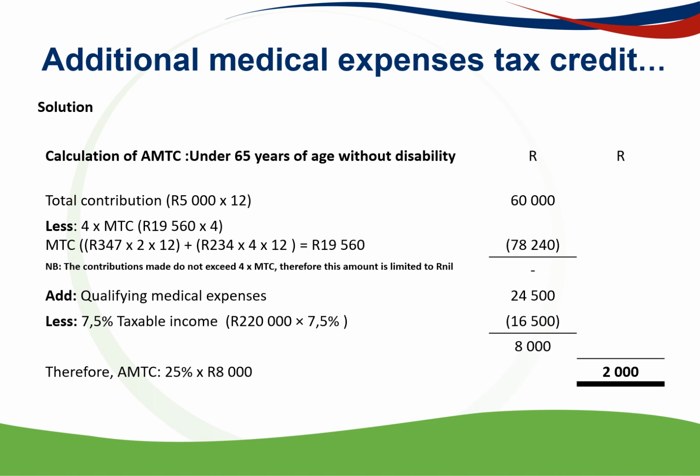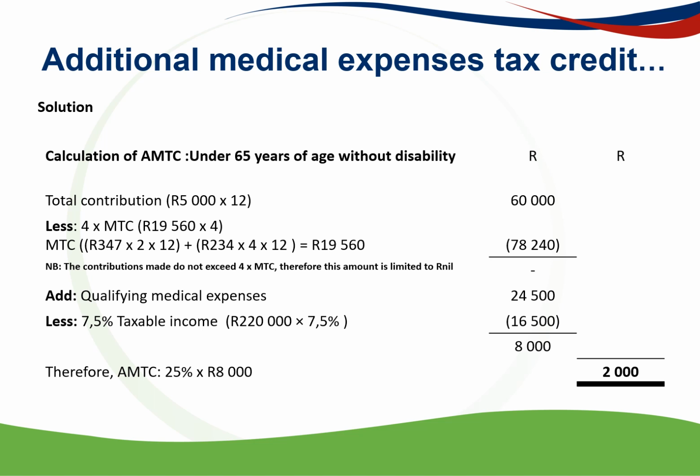Again, we've repeated it here for completeness. It's your 347, Paul and Paulina, 2 people, times 12 months, plus 4 children at 234 times 12 months, which is 19,560. So 19,560 times 4. 4 times your MTC is a formula; you just have to plug it in. It is legislation. There's nothing you have to know more than just 4 times MTC. That gives 78,240. So it's less: total contribution of 60,000 minus 78,240. Obviously, there's a limit. The limit is always your total contribution, so that would be nil.